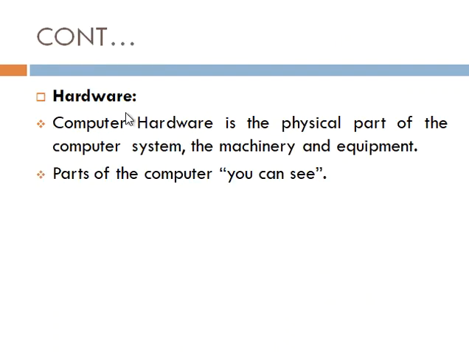Fine. A simple definition of hardware: computer hardware is the physical part of the computer system, the machinery and equipment. It could be machinery or equipment because it comprises the peripherals, and the peripherals can be touched and felt, so it is known as hardware. Parts of the computer we can see and touch are hardware. So this is the definition of hardware.